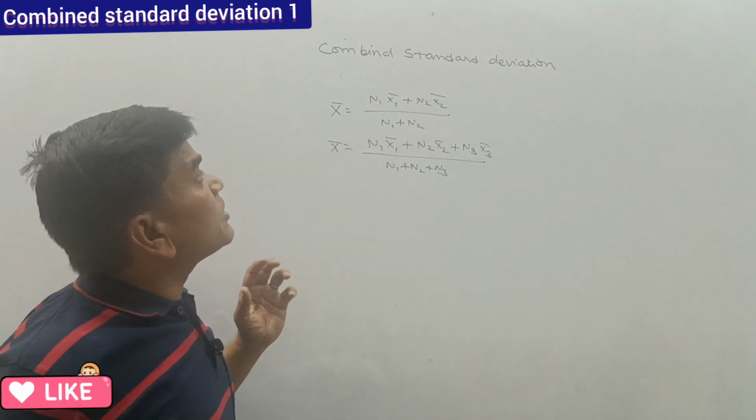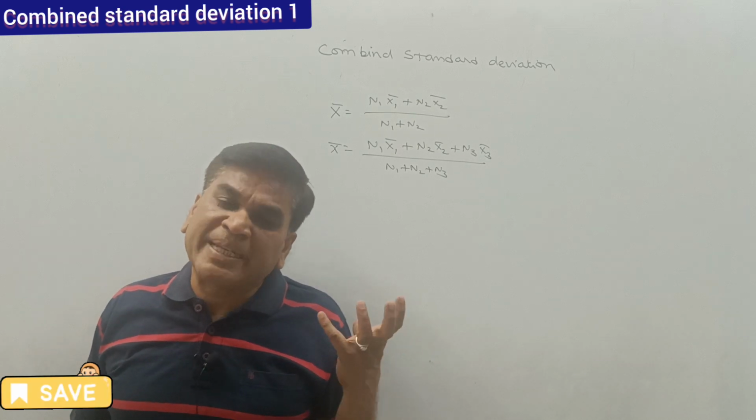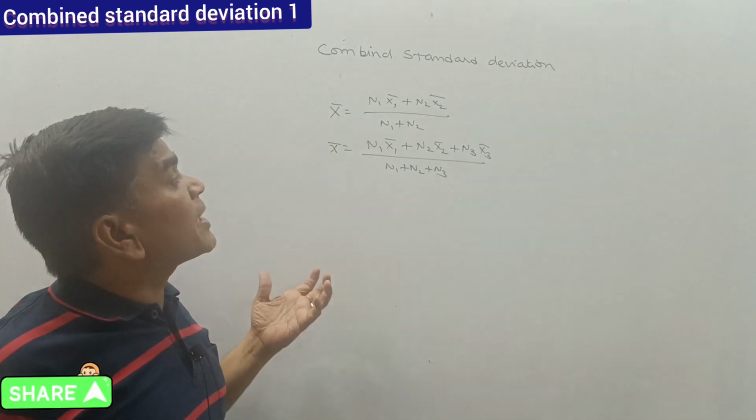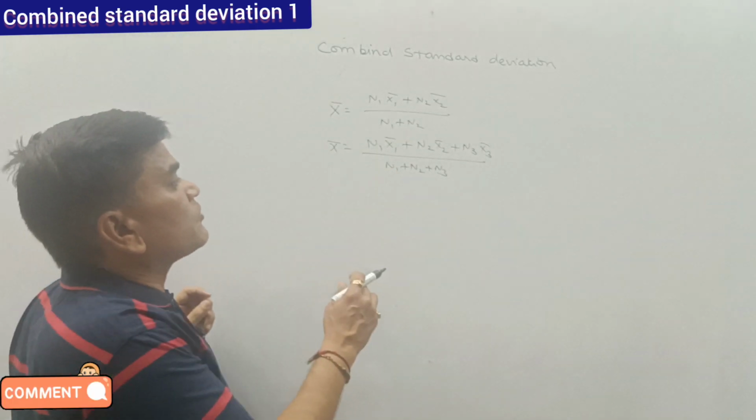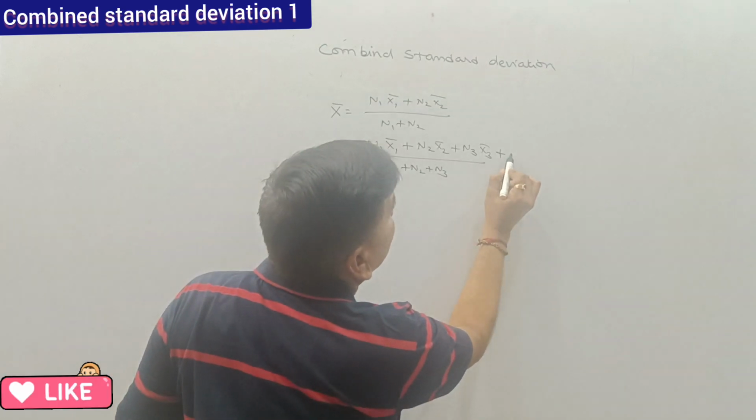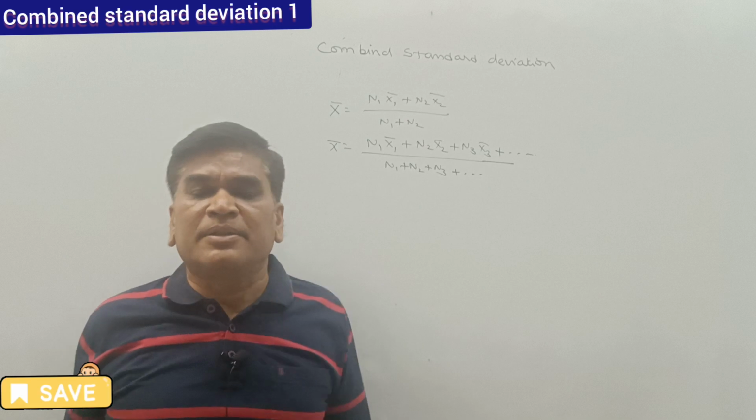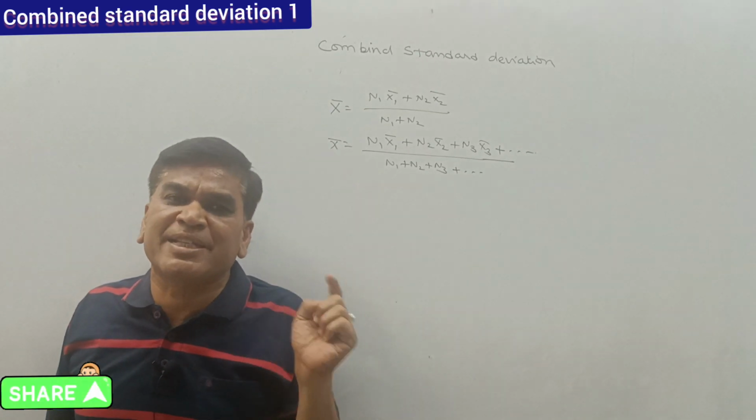So to get the combined standard deviation, the very first thing is to calculate the combined arithmetic mean. The formula will expand depending on how many parts there are. Suppose we have more parts, then it will be extended accordingly. So first we have decided the symbol of the combined arithmetic mean, that is x bar.